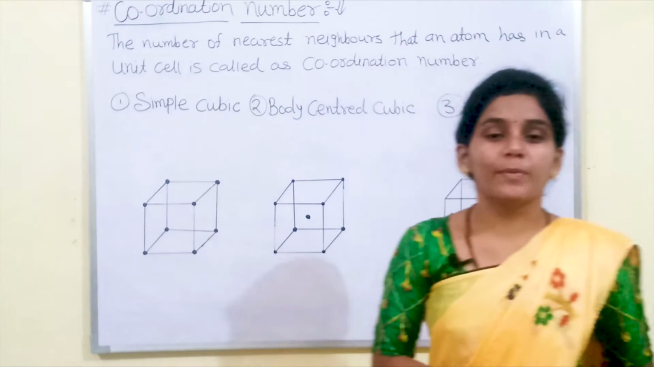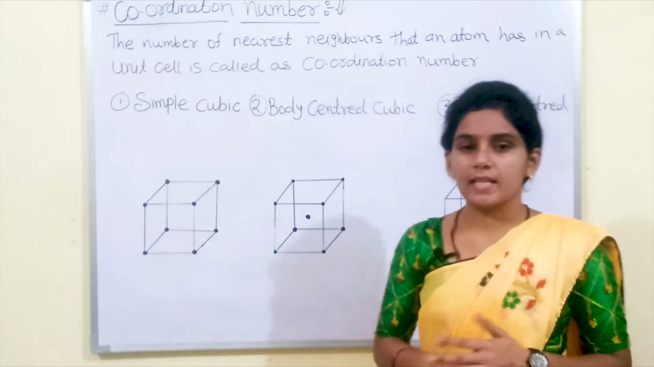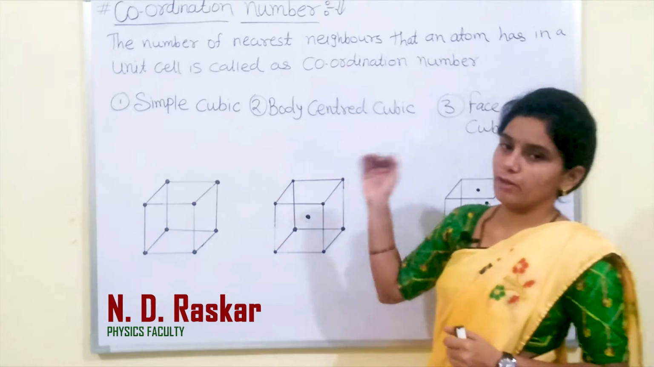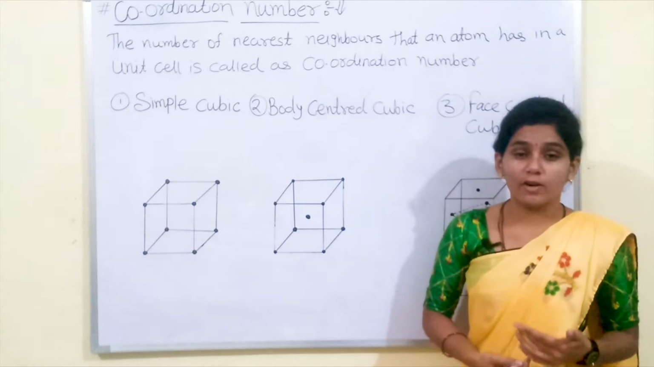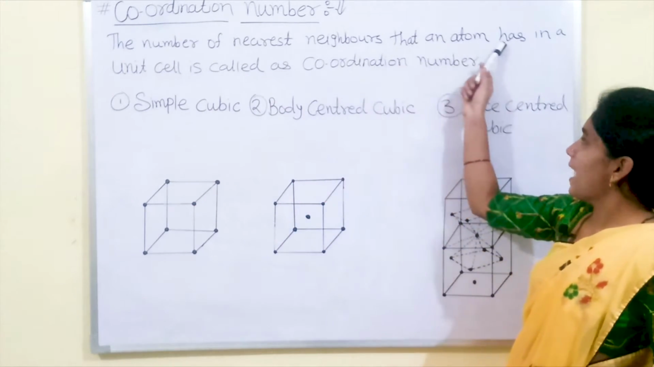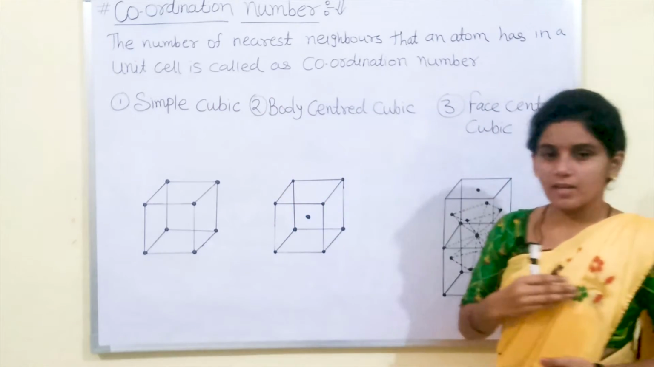Dear friends, in the previous lecture we studied the atomic radius, and in this lecture we will study the coordination number of crystal structures or unit cells. So what is meant by coordination number? The number of nearest neighbors that an atom has in a unit cell is called the coordination number.